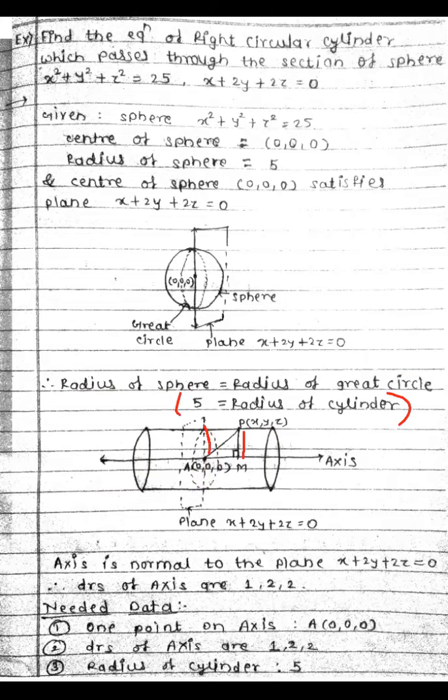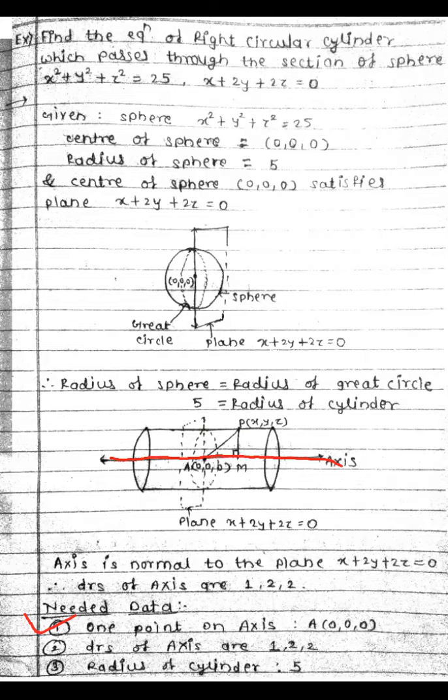Now we require three things to find the cylinder. First, we require one point on the axis. Now look at the figure, if we draw one axis, that means if we draw one straight line which is passing through the center of the circle as well as through the cylinder.